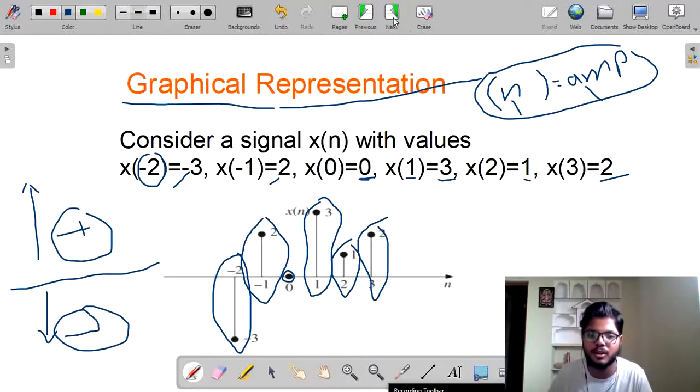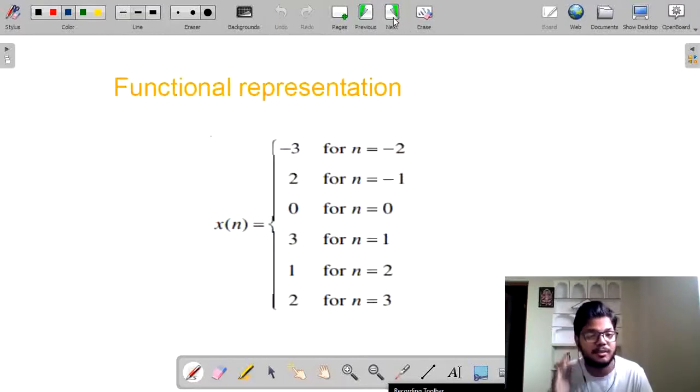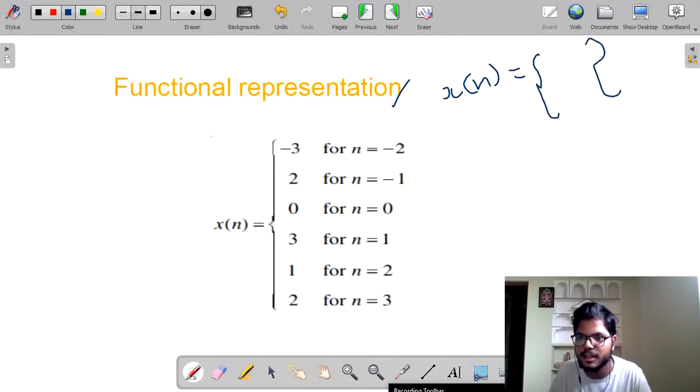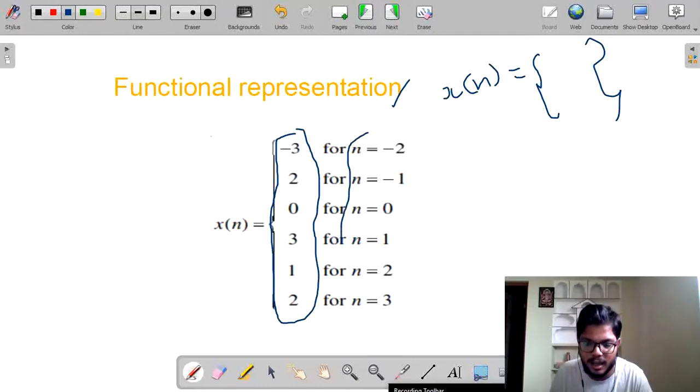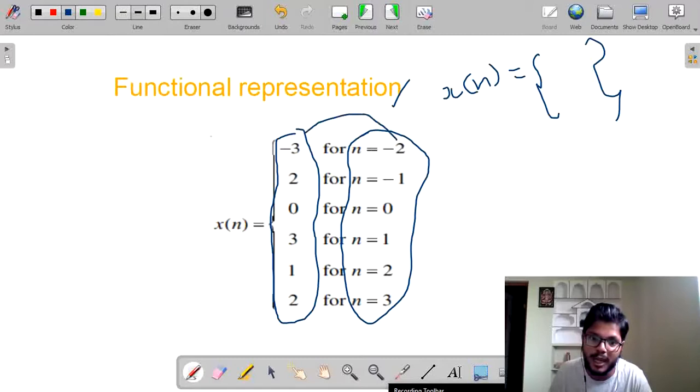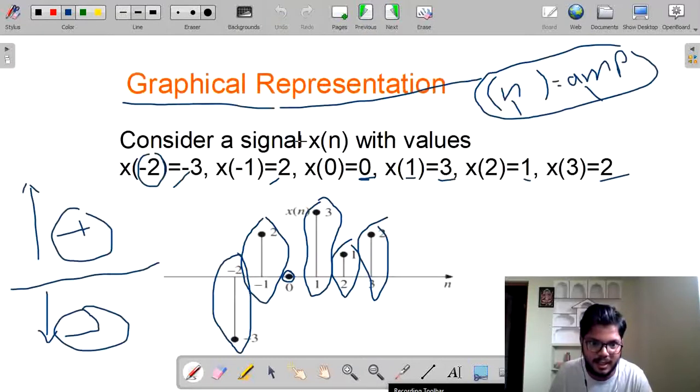Another way to represent our discrete time signal is the functional representation. In general, how do we write a function? We write x of n equal to a curly brace, and in the same manner write the discrete time signal. Write the first row as amplitudes, and here we need to define the time instances. At -2 the amplitude is -3.